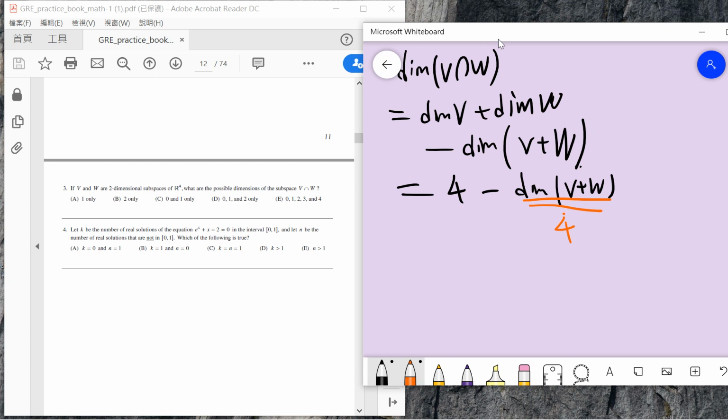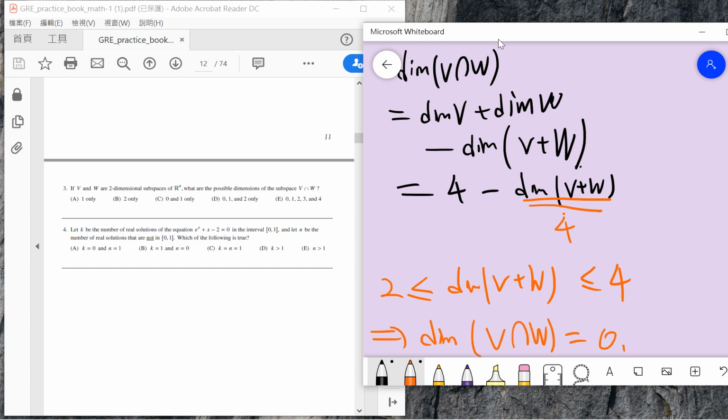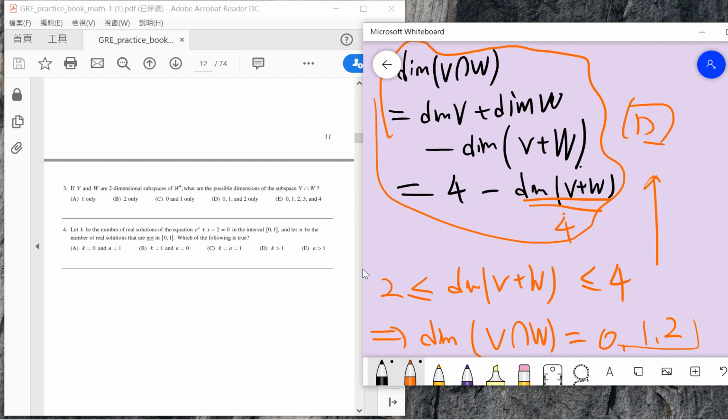Another extreme case is W exactly the same as V. So the dimension of V plus W is at largest 4, at smallest 2. So it tells you that the dimension of V intersection W is 4 minus 4 is 0, 4 minus 3 is 1, 4 minus 2 is 2. So the answer is D: 0, 1, 2. You need to remember this formula. This is very common in the subject GRE.